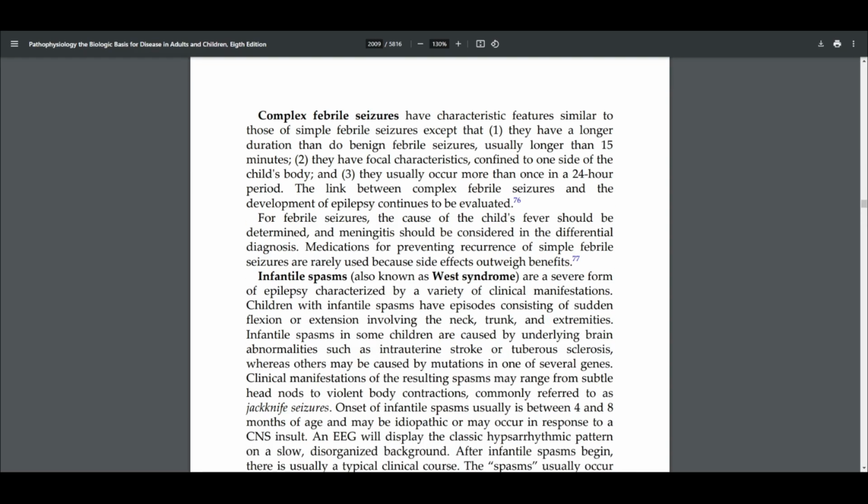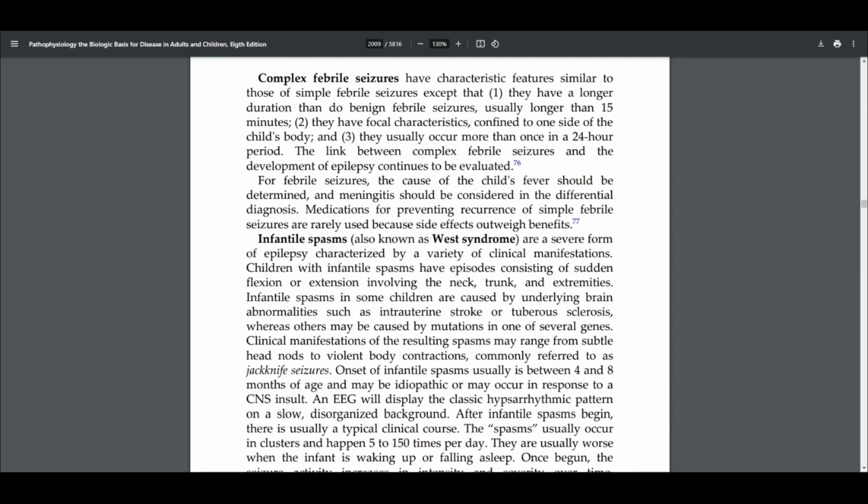Complex febrile seizures have characteristic features similar to those of a simple febrile seizure, except that they have a longer duration than do benign febrile seizures, usually longer than 15 minutes. They have focal characteristics confined to one side of the child's body, and they usually occur more than once in a 24-hour period. The link between complex febrile seizures and the development of epilepsy continues to be evaluated. For febrile seizures, the cause of the child's fever should be determined, and meningitis should be considered in the differential diagnosis. Medication for preventing recurrence of simple febrile seizures is rarely used because side effects outweigh benefit.